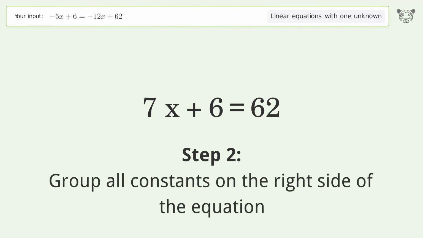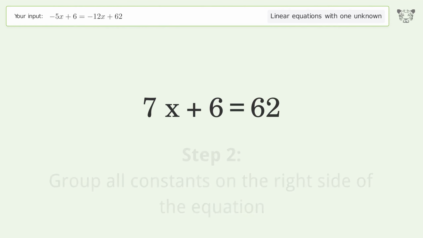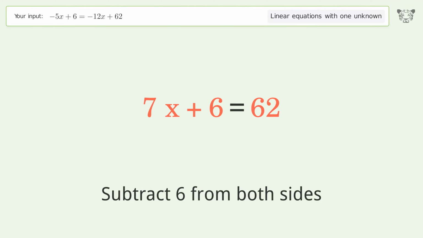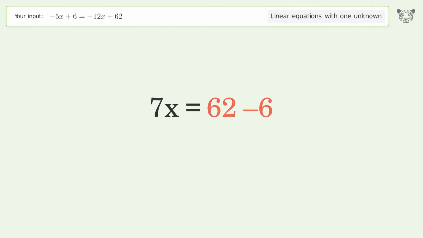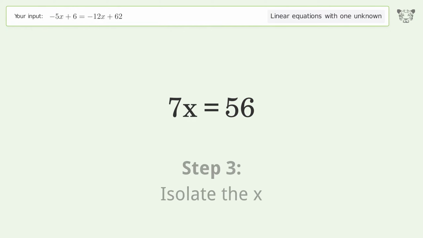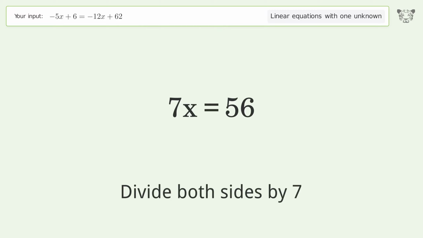Group all constants on the right side of the equation. Subtract 6 from both sides. Simplify the arithmetic. Isolate the x. Divide both sides by 7.